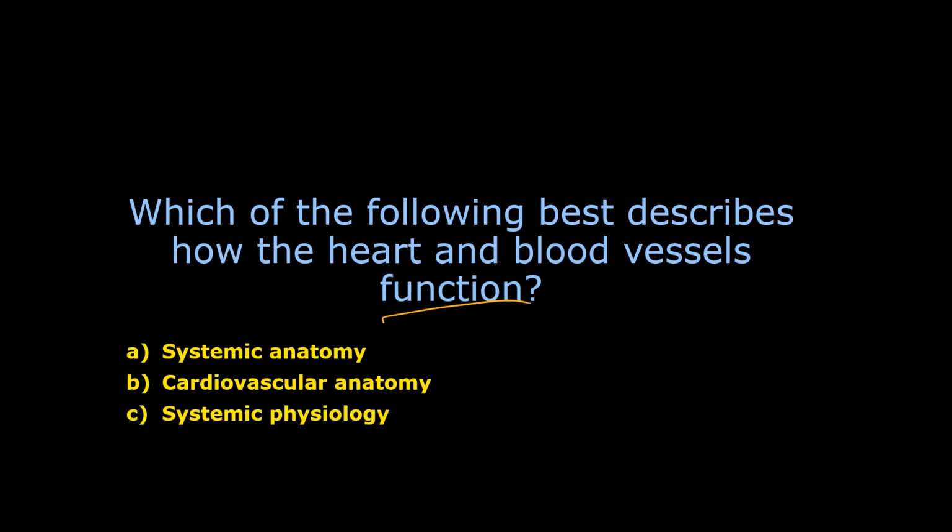Systemic physiology. That is physiology within a system. I think that's a decent answer, but that doesn't really say anything about the heart and blood vessels. So that looks very much better. Cardiovascular physiology. We hit the heart, blood vessels, and function. Cardiovascular physio. We hit them all three there. D's got to be the best choice. And it is.